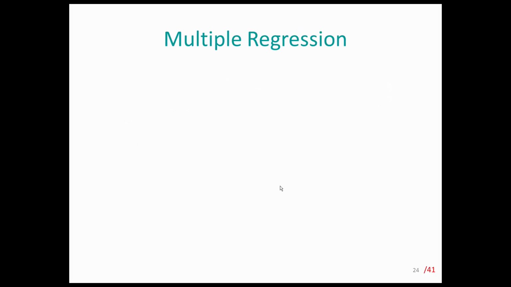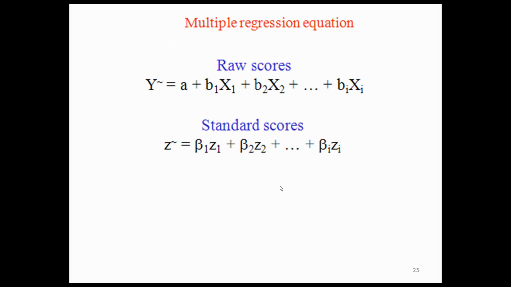Sometimes we have to use multiple regression when we have multiple predictors. For example, if you want to predict students' success in college and you have multiple predictors like high school GPA, SAT scores, parental education, and some other predictors, you need to use multiple regression to see which of those predictors are better or stronger in terms of predicting student success in college.